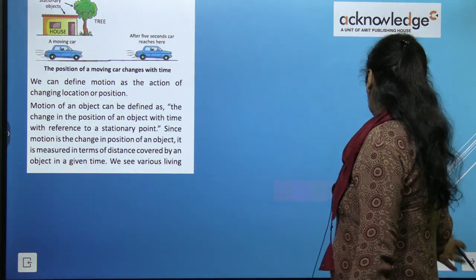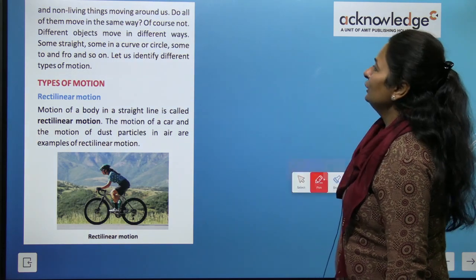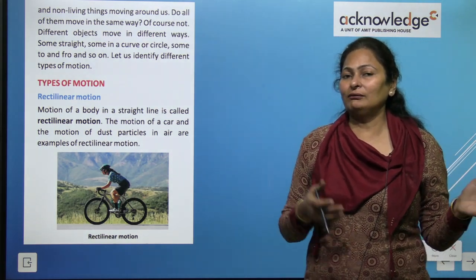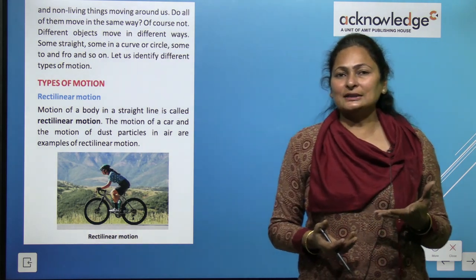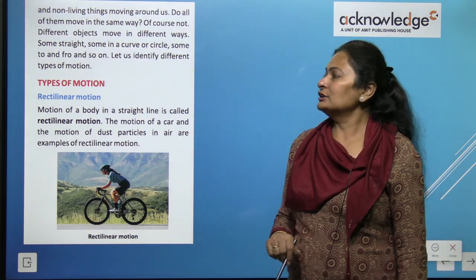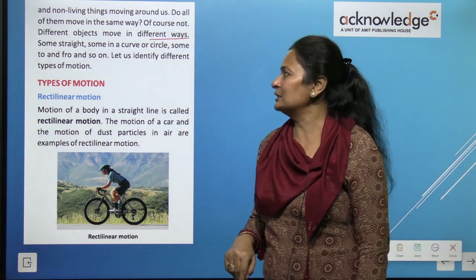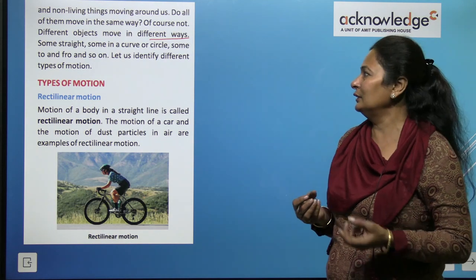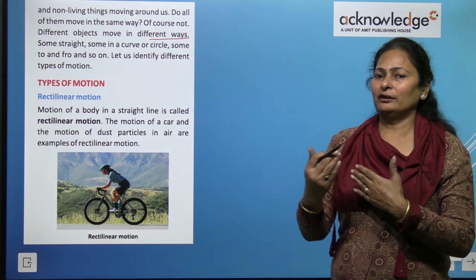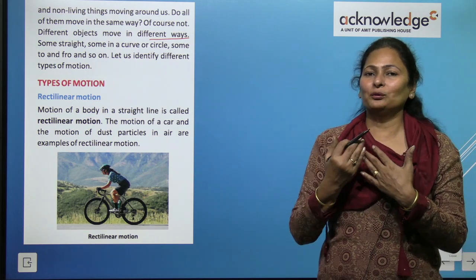We see various living and non-living things moving around us. Do all of them move in the same way? In the last chapter, we learned about movement in the human skeleton, the human body and other animals. So, of course not. Different objects move in different ways, some straight, some in a curve or circle, and some to and fro. We have seen in our body also, hinge joints move to and fro.